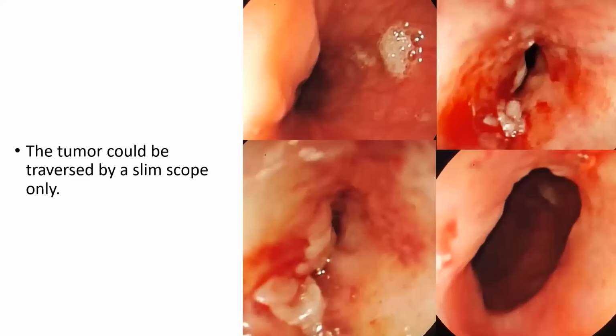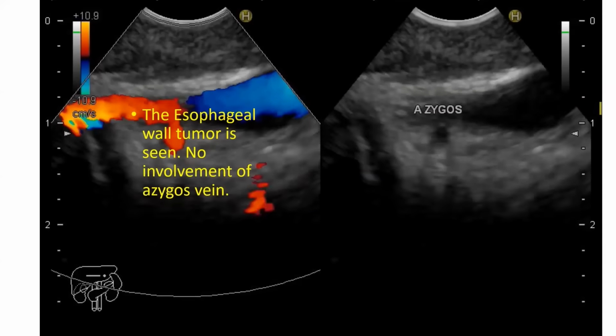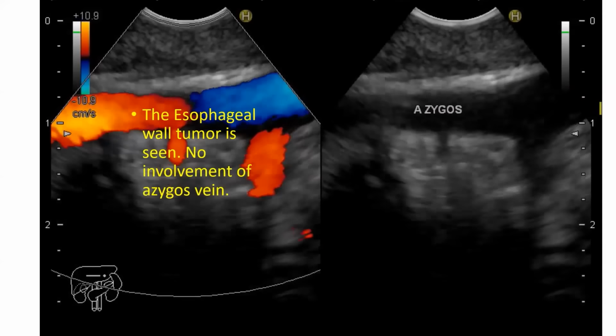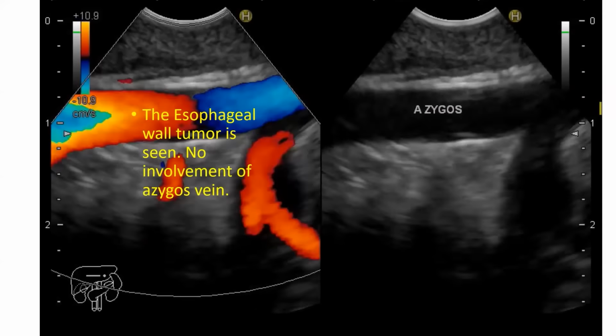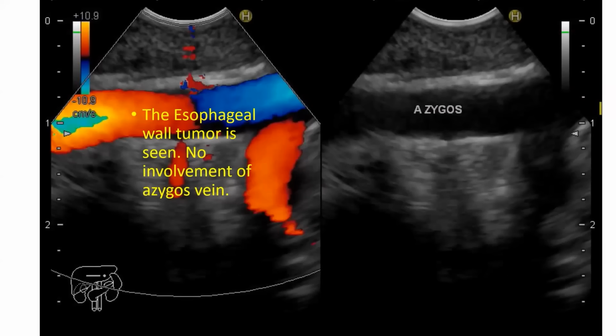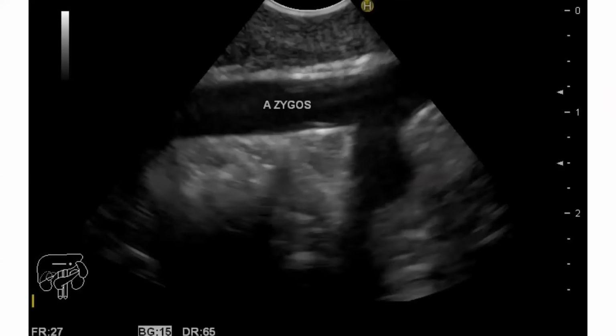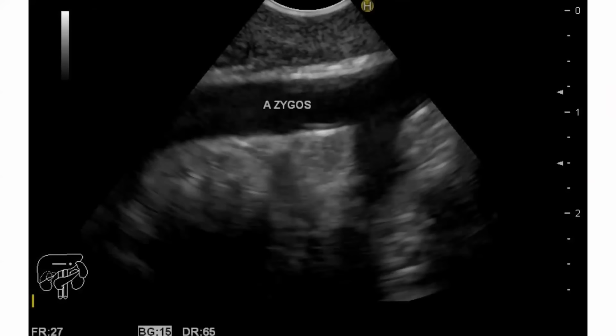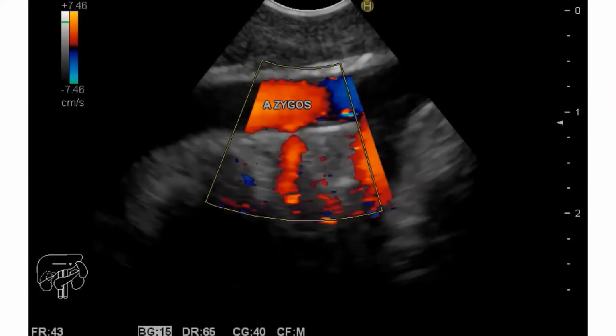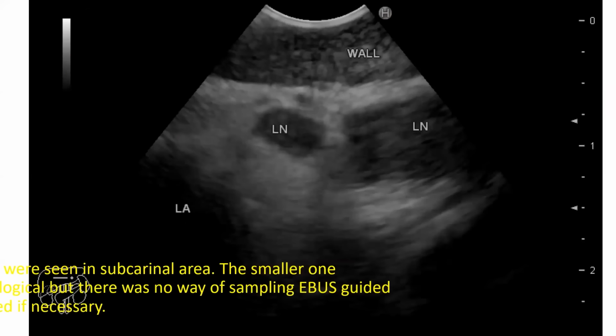This tumor could not be traversed by a slim scope, and then the esophageal wall of the tumor is seen, and there is no involvement of the azygos vein, because the border of the azygos vein is very clearly seen. And again, the tributaries of the azygos vein are very clearly seen in this case. So there is no involvement, but there is a smaller lymph node in the subcarinal area, and there is no way of sampling it by EBUS-guided FNAC.